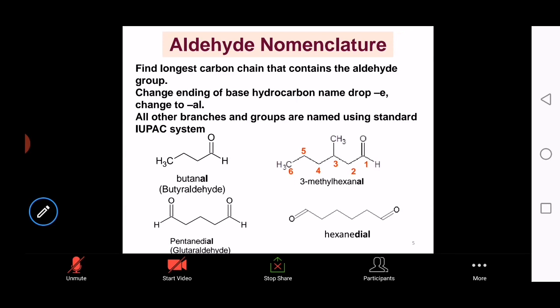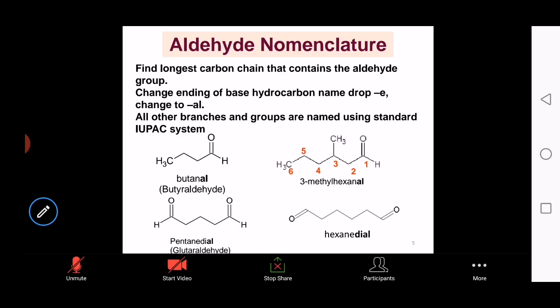is about aldehyde nomenclature. So to name aldehyde, find the longest carbon chain that contains an aldehyde group. Meaning here we have to find the longest carbon chain that has the carbonyl, C double bond O. Changing the ending of the base hydrocarbon name, drop E, change to Al. For aldehyde, we change the ending to Al. For example, pentane becomes pentanal. All other branches and groups are named using the standard IUPAC system. So if there is a substituent, we follow IUPAC as usual, like the previous chapter.